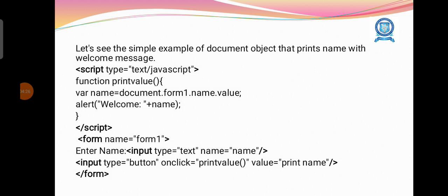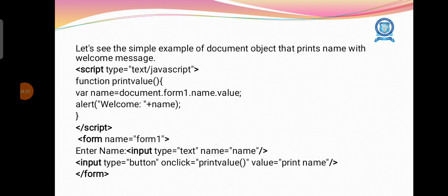In our form we are going to give some name in the text field. That name will be retrieved from the form, and that name will be stored in the variable name under the function printValue. Then with the help of the alert message, we are printing the name, and we can see the form. We have created the form with the name form1.